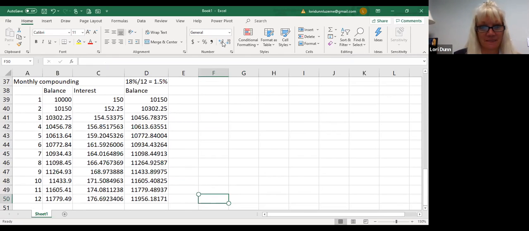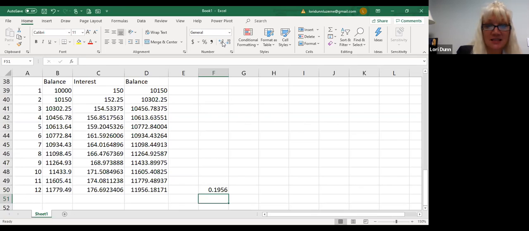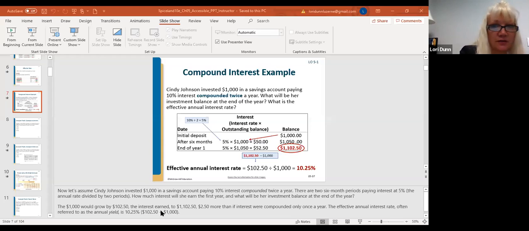So the effective rate. In this last scenario, there was $1,956 of interest divided by 10,000. So the effective annual rate, how much interest are you really earning? 19.56%. Any questions? Excellent. All right.